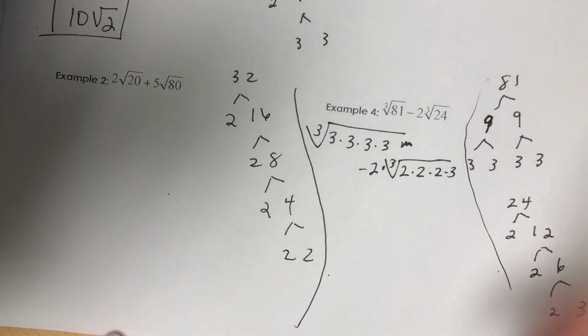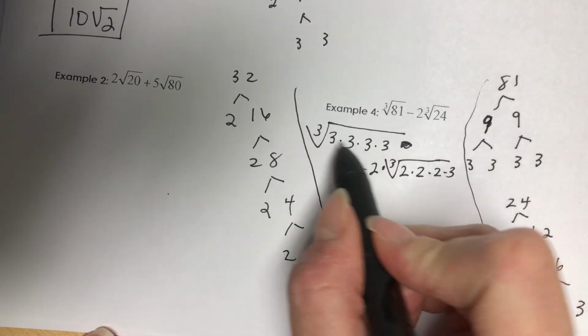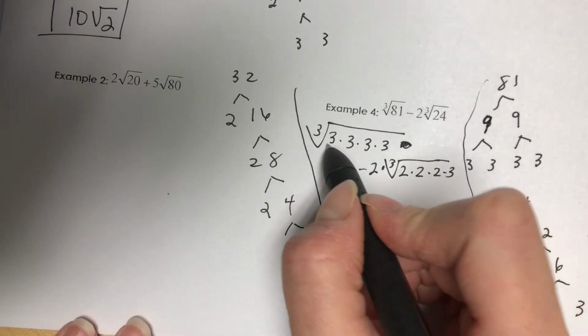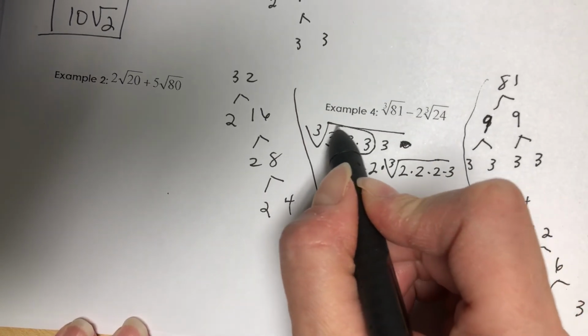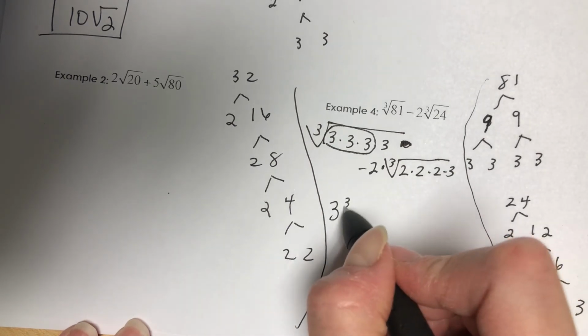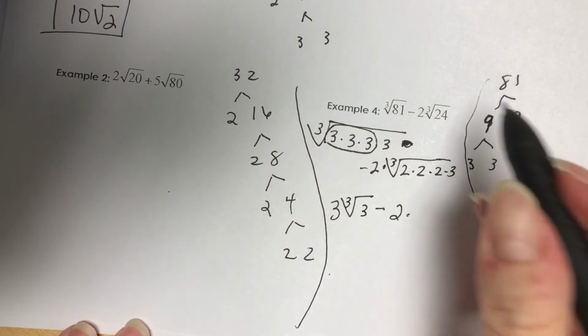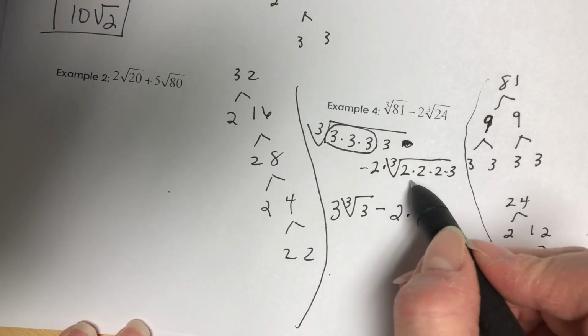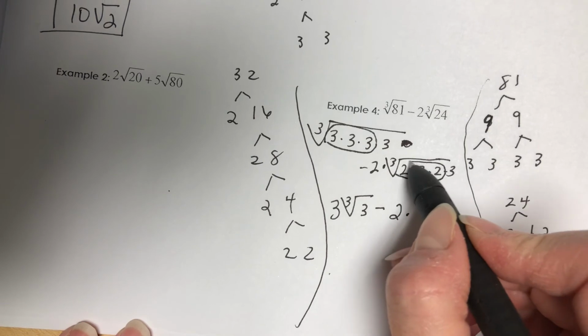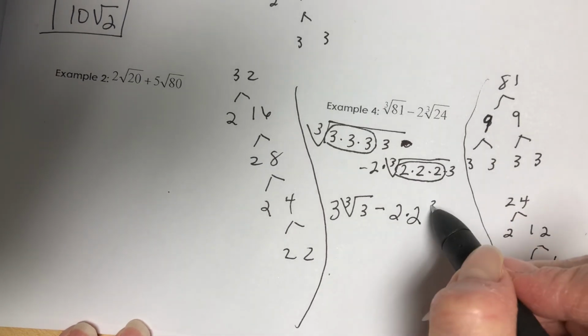Okay. All right, now let's simplify this. So these are cube roots. That means I need to have a number 3 times before I can pull it out of the radical. So I can take this 3 out. 3 cube root 3 minus 2 times. Inside this radical, I see I've got 2 3 times. So I can take out a 2. And then I still have the 3 inside the cube root.